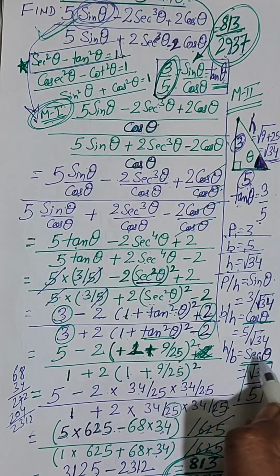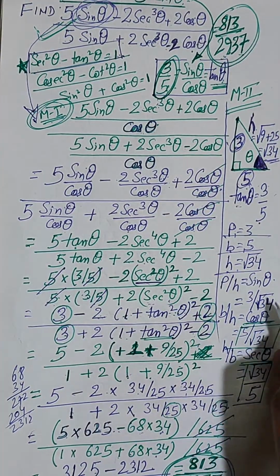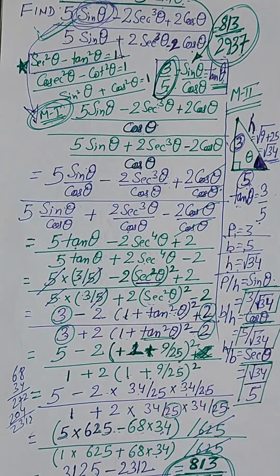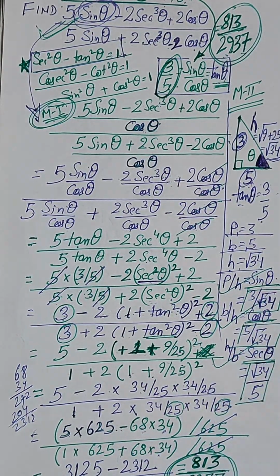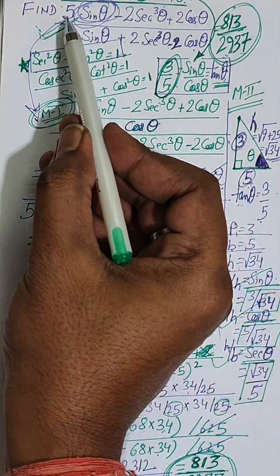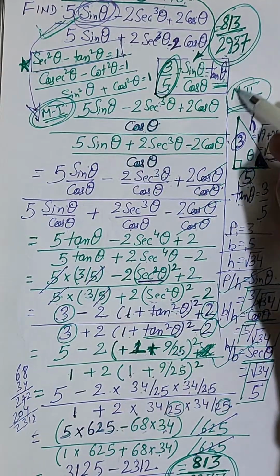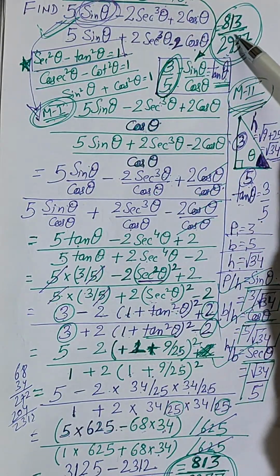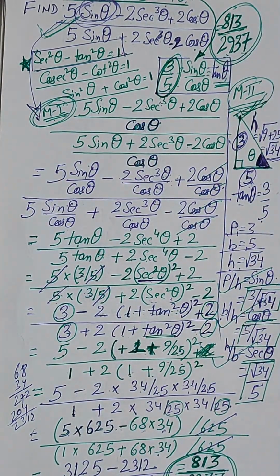Cos theta is 5 by root 34. Sin theta is 3 by root 34. So if you know the value of sin theta, cos theta, and sec theta, you can put all these values into this identity whose value needs to be found. And through this method number 2 also you can solve this, and find the value of the given ratio as 813 divided by 2937. So this will be method number 2 which can be used to solve.